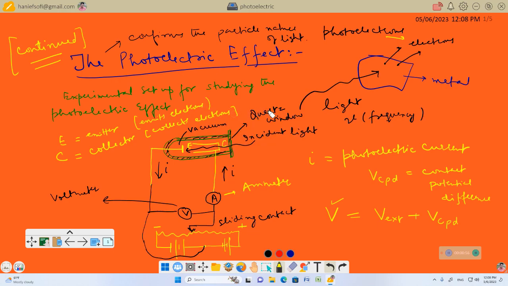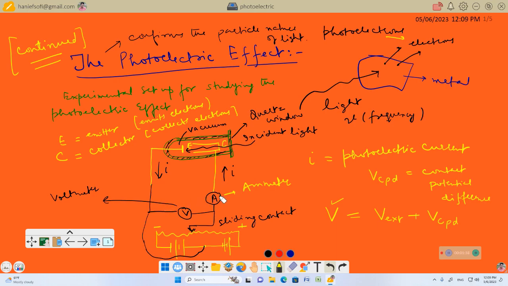Then we discussed its experimental setup. We said how we explain or study the photoelectric effect. In the photoelectric effect study, we have a vacuum tube in which we have two electrodes. One is called the emitter, the second is the collector. Then we shine light on the emitter, and if its frequency is sufficient enough, electrons are ejected and collected by the collector, and we have a current in the external circuit which is called photoelectric current.